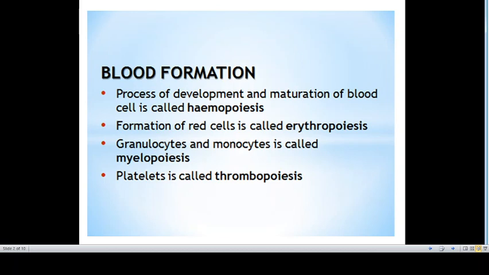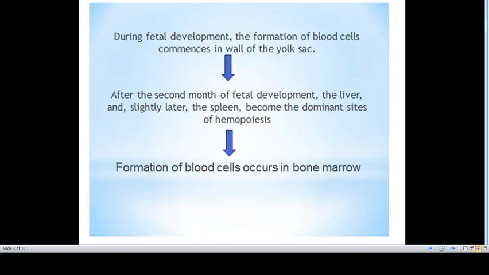So during fetal development, the formation of blood cells, hemopoiesis, commences in the wall of the yolk sac. After the second month of fetal development, hemopoiesis takes place in the liver, and slightly later in the spleen, and gradually becomes the dominant site of hemopoiesis.